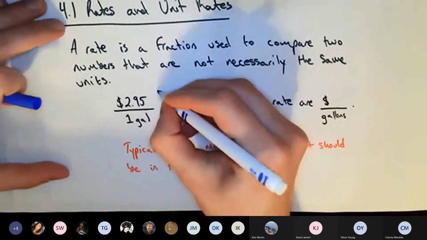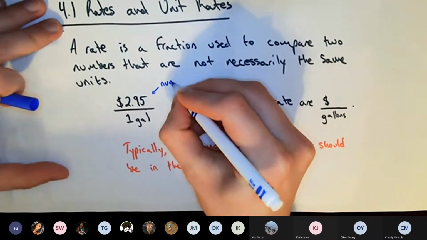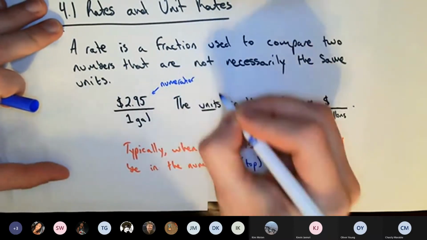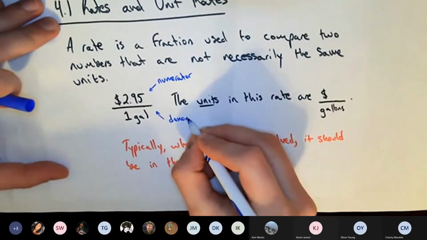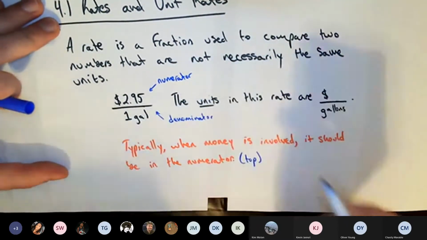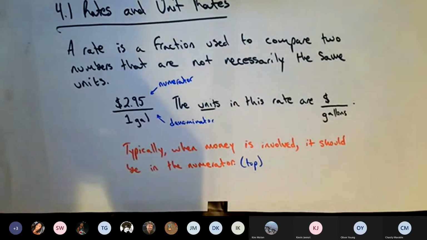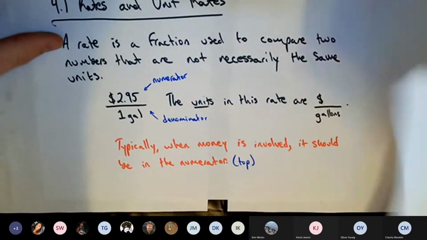Yep. So in general, for a fraction, the top is called the numerator and the bottom is called the denominator. Cool. Alrighty.